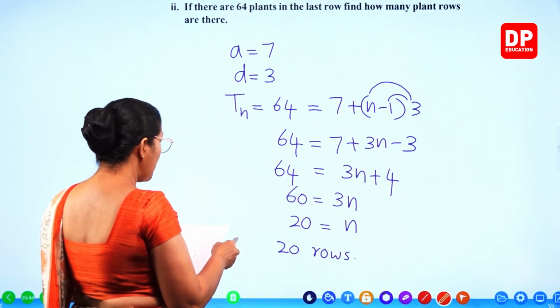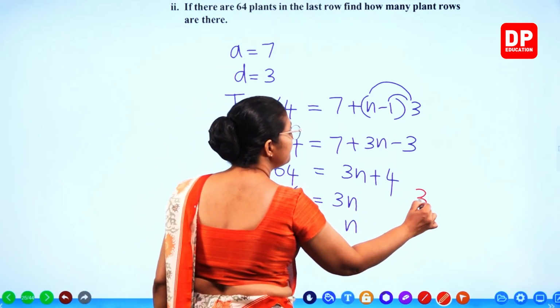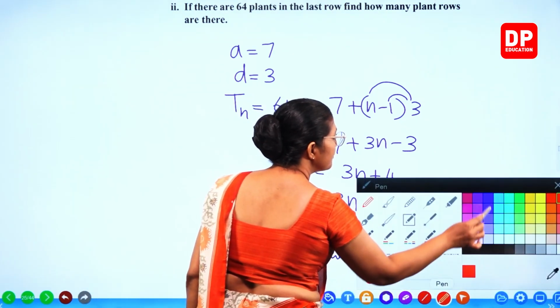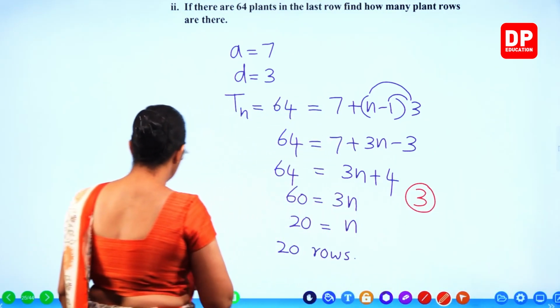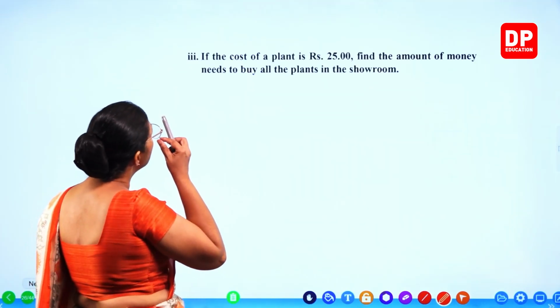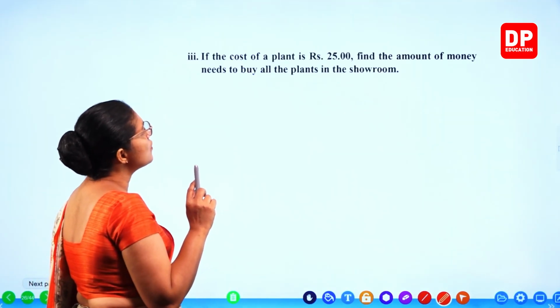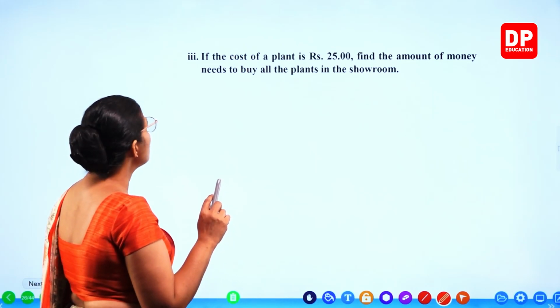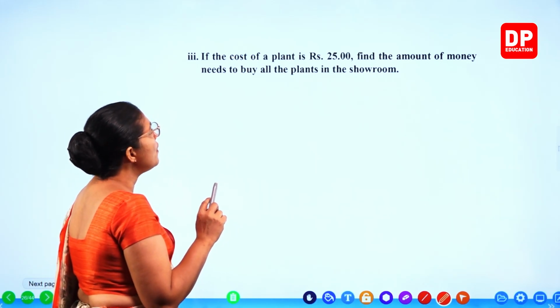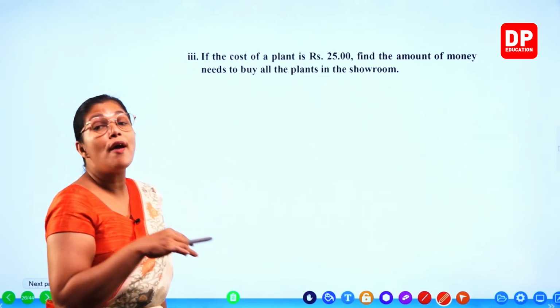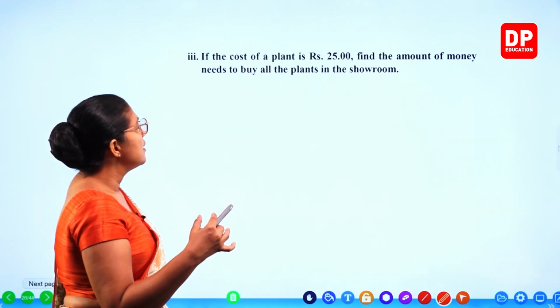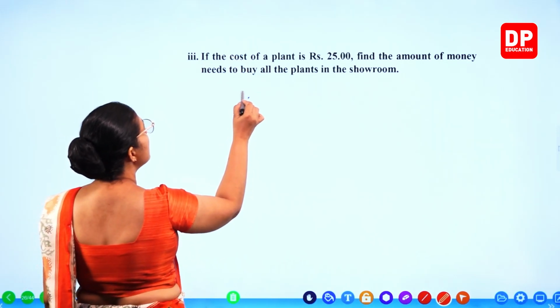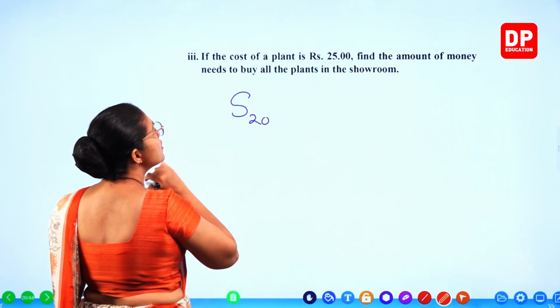So you get 3 marks for that. Third part, if the cost of a plant is 25 rupees, find the amount of money needs to buy all the plants in the showroom. So you have to find the total first. So how you find out the total for all 20 rows?